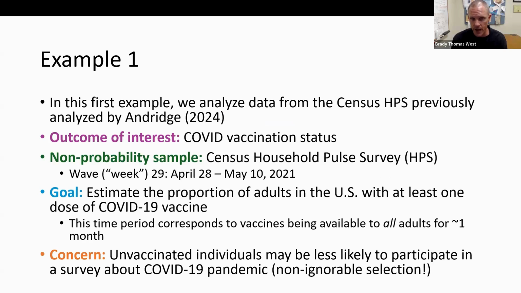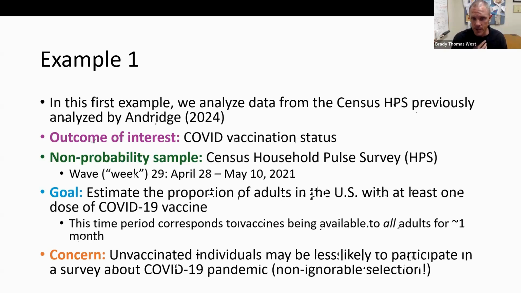My colleague Rebecca Andridge wrote a paper in the Journal of the Royal Statistical Society that looked at the use of these new measures of selection bias, like the MUBP, to estimate bias in estimated proportions of COVID-19 vaccine uptake based on the census HPS. So our dependent variable of interest is a binary indicator: have you been vaccinated for COVID-19 or not? Simple 1-0 variable. We're interested in that proportion and estimating it based on the selected sample.